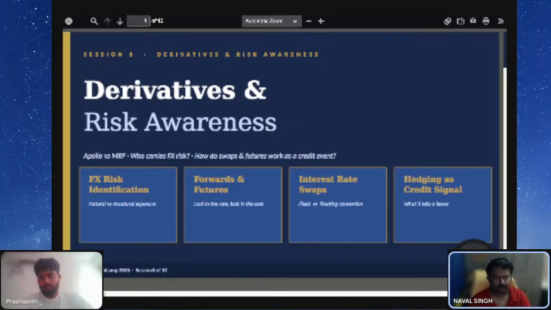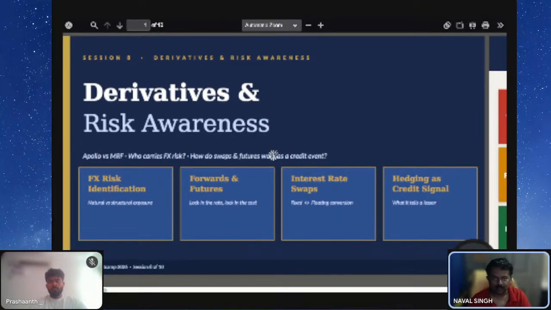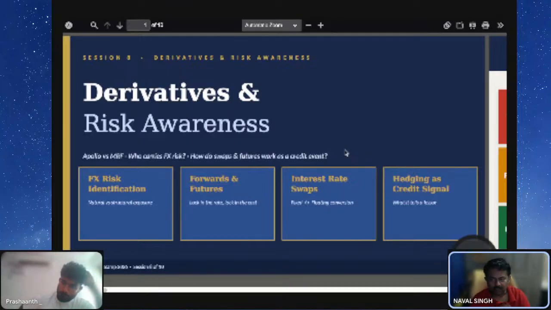And every country is now going to fend for themselves. So with that as the background, we'll start today's session. We'll focus on derivatives and risk awareness. So first is Apollo versus MRF: who carries FX risk, and how do swaps and futures work, as well as a credit event, right? So what is FX risk identification?